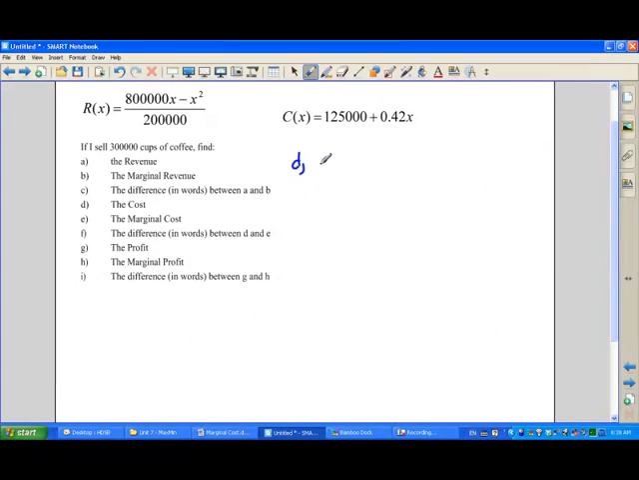Okay, let's go on to part D. We're finding the cost when we sell 300,000 units. Again, we're subbing in 300,000 for x, and I get 251,000 as my cost.